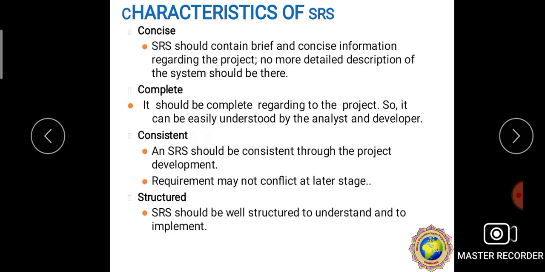Okay, next are the characteristics of SRS. First characteristics are concise, complete, consistent, structured. SRS should contain brief and concise information regarding the project. No overly detailed description of the system should be there. Complete: it should be complete regarding the project so it can be easily understood by the analyst and developer. Consistent: SRS should be consistent throughout the project development and requirements may not conflict at a later stage. Structured: it should be well structured to be understood and implemented.